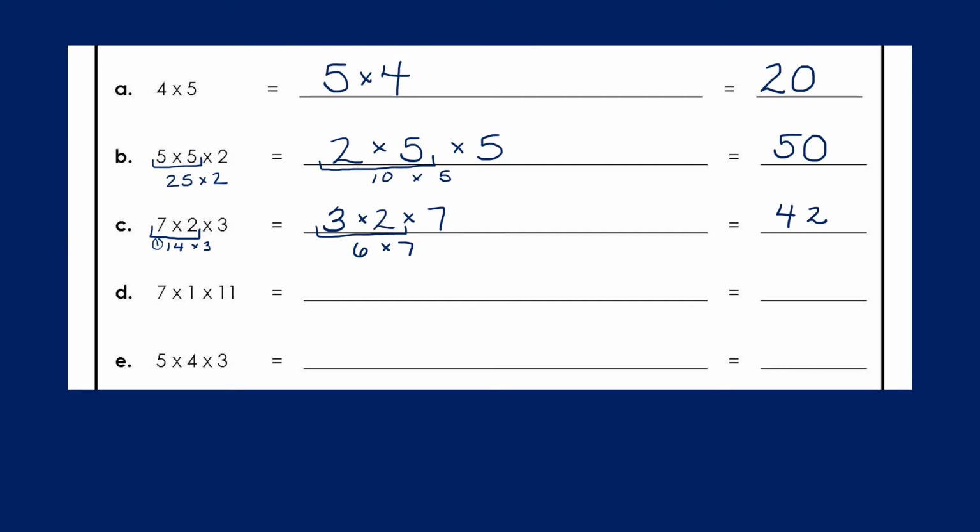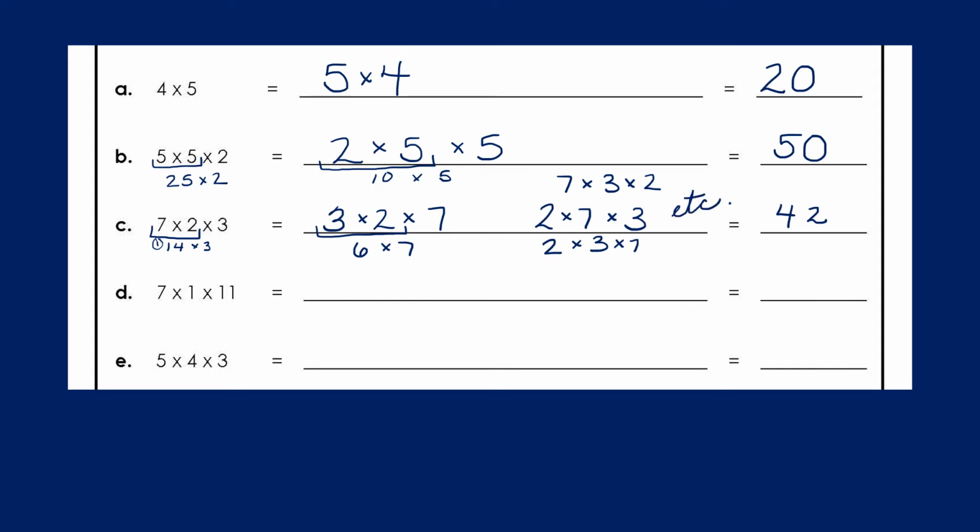Now these are just sample answers. You could rearrange it even a third way. You could do 2 times 7 times 3. You could do 7 times 3 times 2. You could do 2 times 3 times 7, and etc. Okay, so I'm just going to give you one example.